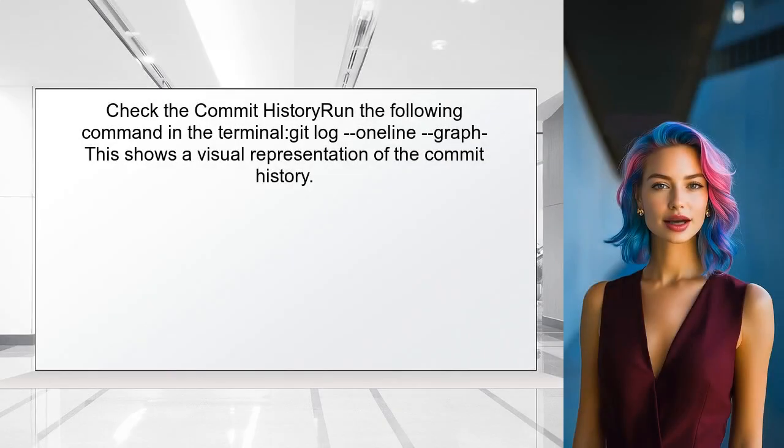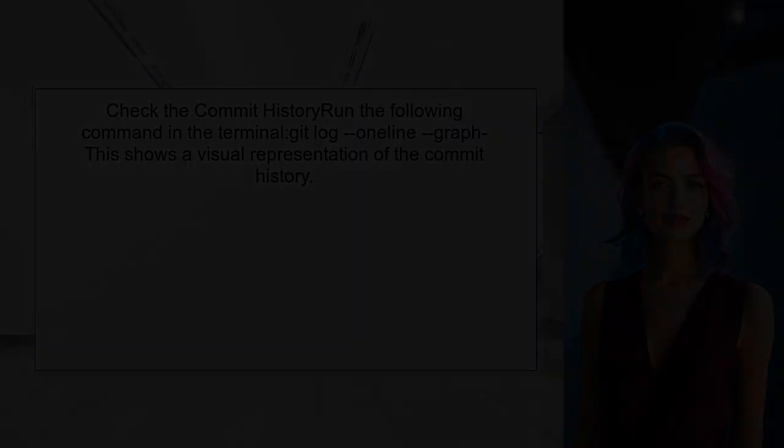Next, the user should check the commit history to see how the branches are related. This can be done by using the command git log --oneline --graph. This command will provide a visual representation of the commit history.